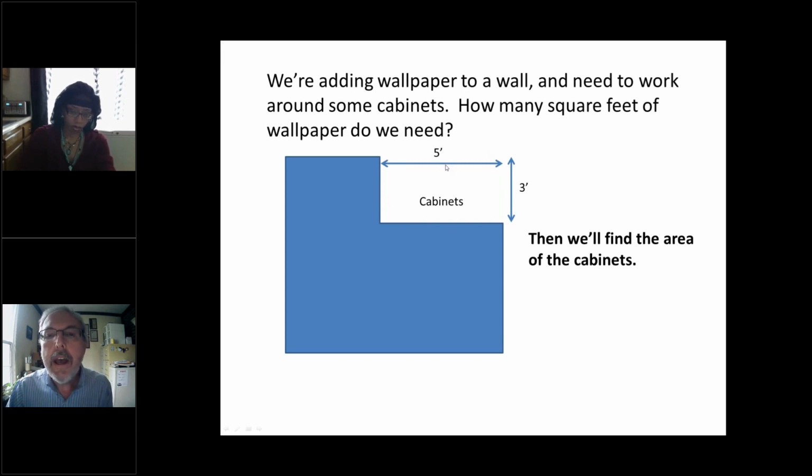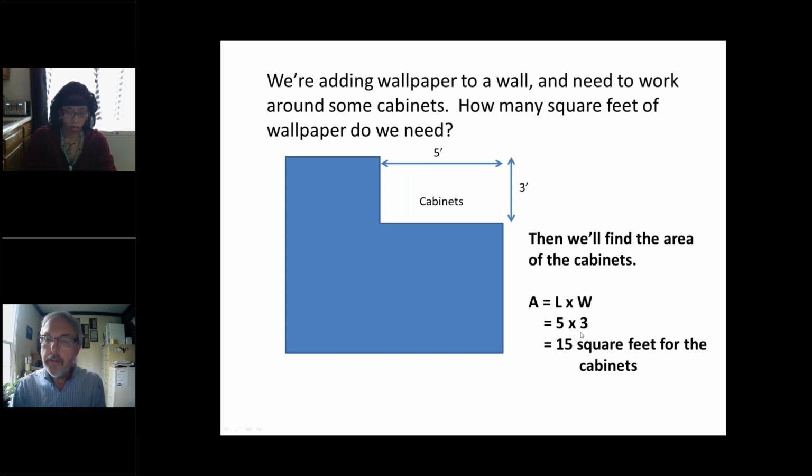I think what you may have been thinking with the 2 times that and the 2 times that would be the perimeter. That's if we were to draw a line all the way around, how long would that be? So that's a different problem. What we want today is just the area. So it's just the 5 times 3. So the area the cabinets are going to take is 5 times 3, or 15 square feet.